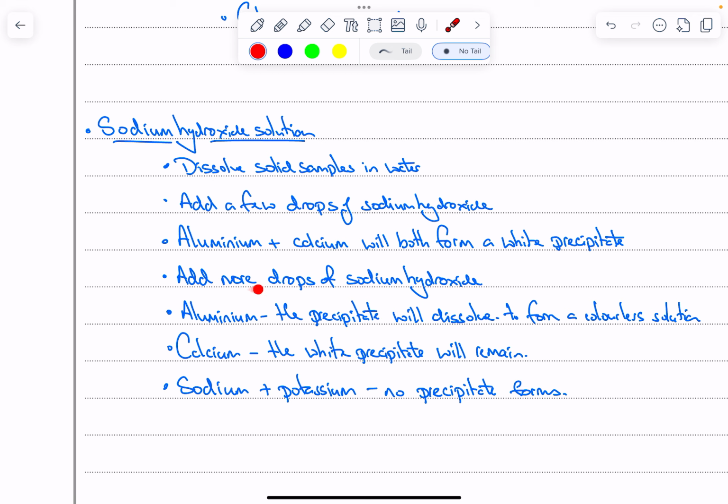What you then do is add more drops of the sodium hydroxide, and if it's aluminium, the precipitate will dissolve and therefore disappear, and you get a colourless solution formed. If it's calcium, then the white precipitate will remain. Sodium and potassium, there is no precipitate formed. So between the 2, the flame test and using sodium hydroxide solution, we can identify all 4.